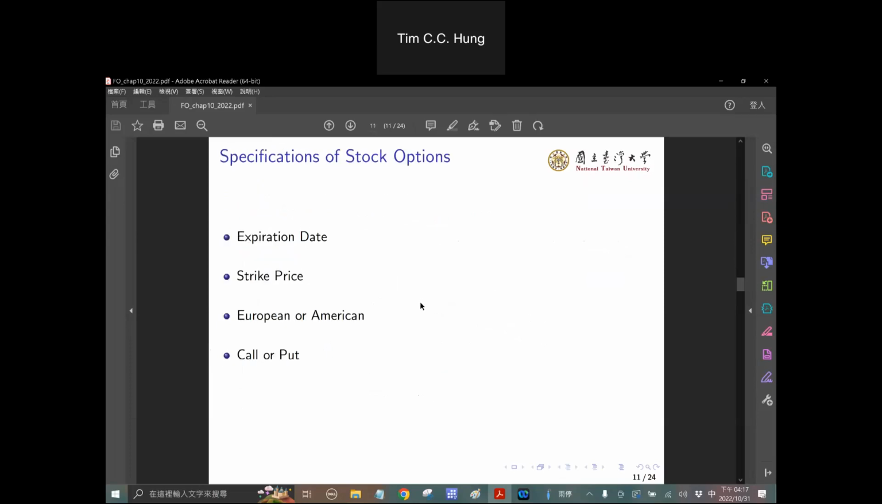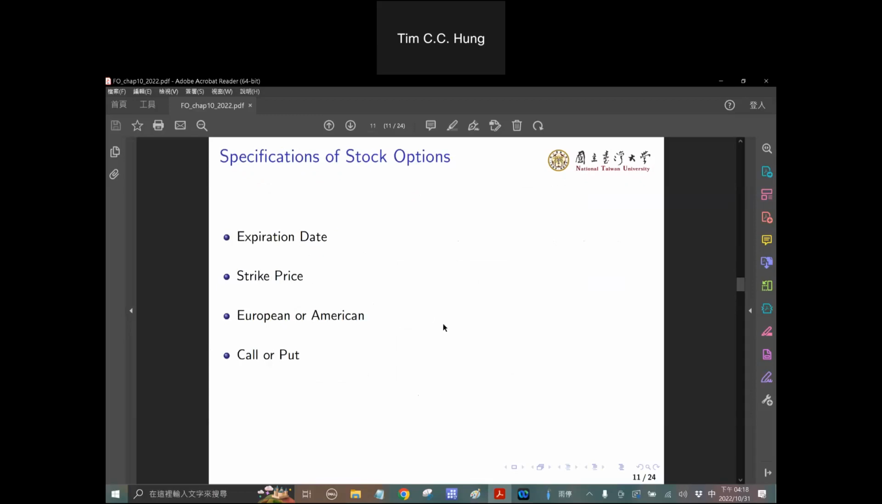Now let's talk about the specification of stock options: expiration date, strike price. When we talk about options, these are the things you should be focusing on. First, whether it's a European call, European put, American call, or American put. Then we have to care about the strike price. Expiration date tells us information about the time to maturity. These are important features you need to think about.